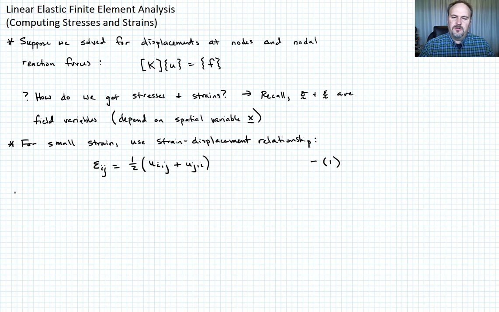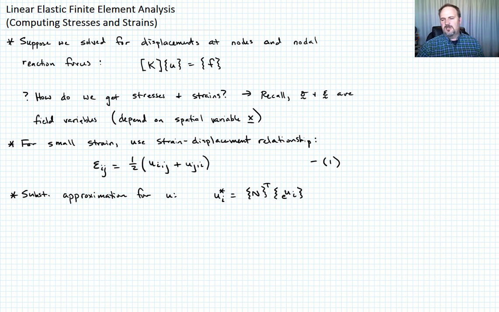And then we're going to substitute now our approximation for u, right? Namely that we have this quantity, call it u star sub i, which is going to be equal to N transpose, where this is our vector of interpolation functions, times the nodal displacements u e i. Presumably we know these nodal displacements now because we just solved for them. So we're going to try to use those now.